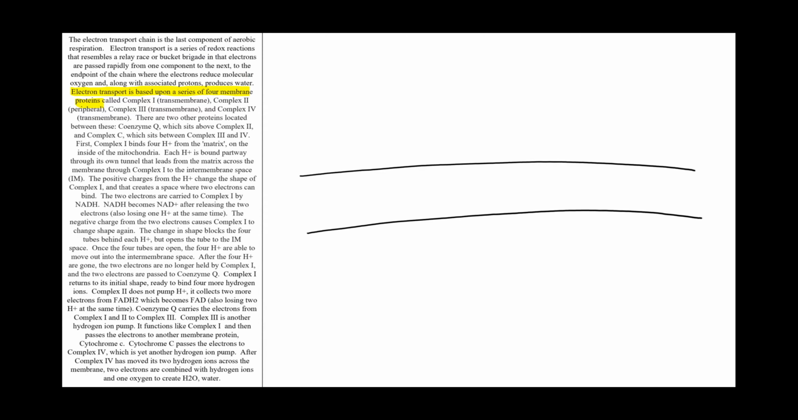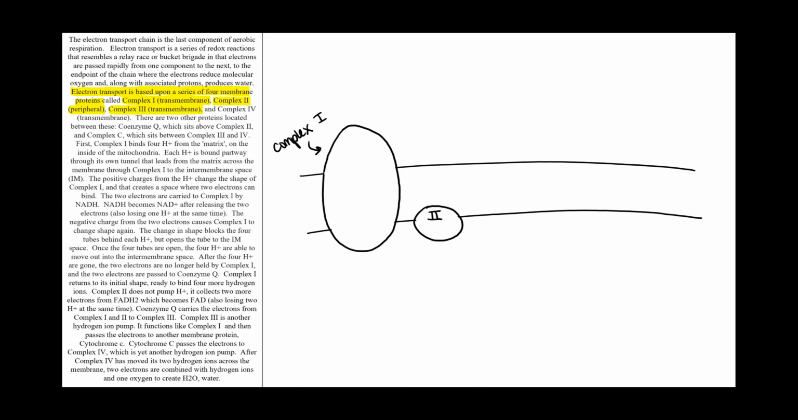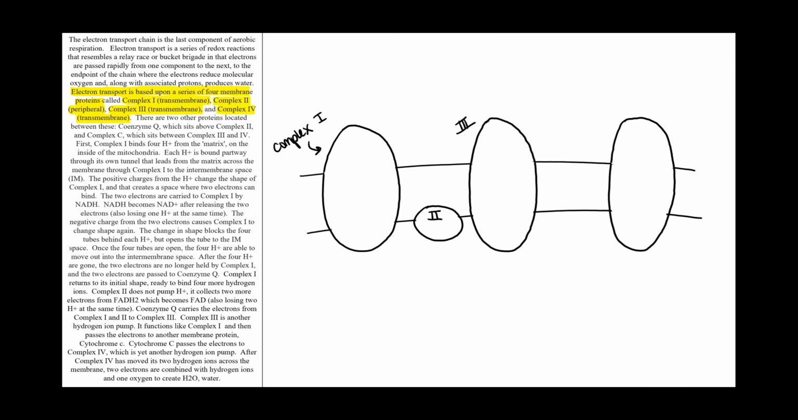The passage states that electron transport is based upon a series of 4 transmembrane proteins. So let's start by drawing our cell membrane that the proteins will span. Then we can get into the details of these proteins. Complex 1 is transmembrane. Complex 2 is peripheral. Complex 3 is transmembrane as well, and so is complex 4. The passage also mentions 2 other proteins, coenzyme Q above complex 2 and cytochrome C between complexes 3 and 4.